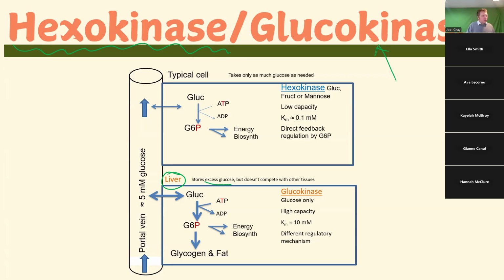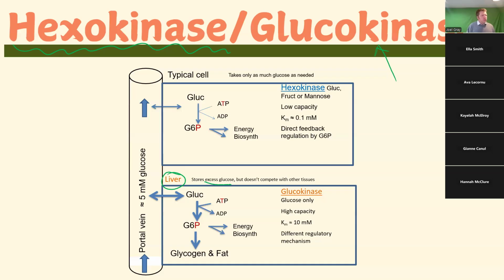So the liver is such an important regulatory organ in terms of managing your blood glucose level. Of course, it works with the pancreas in order to produce insulin and glucagon, but the liver is unique. Now, that makes glucokinase also unique. It only acts on glucose. It has a very high capacity. It has a Km for glucose of approximately 10 millimolar.